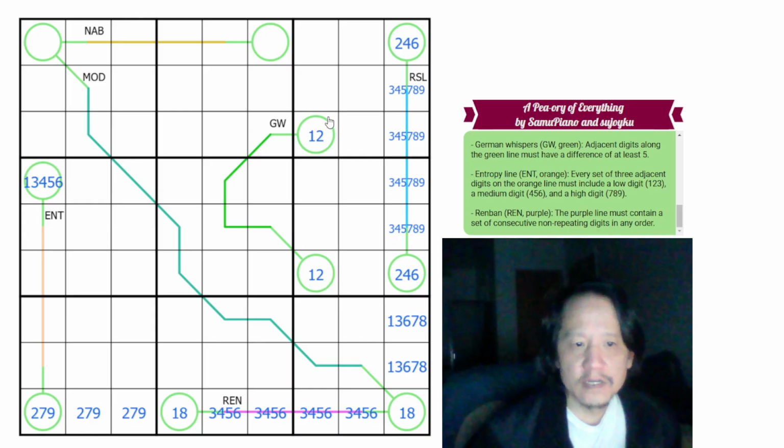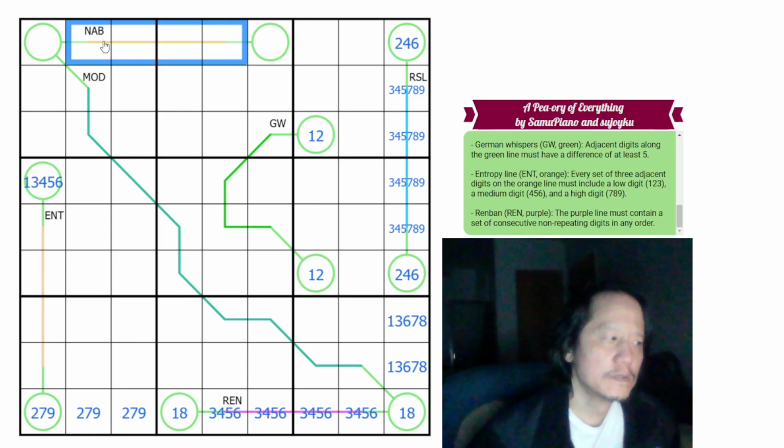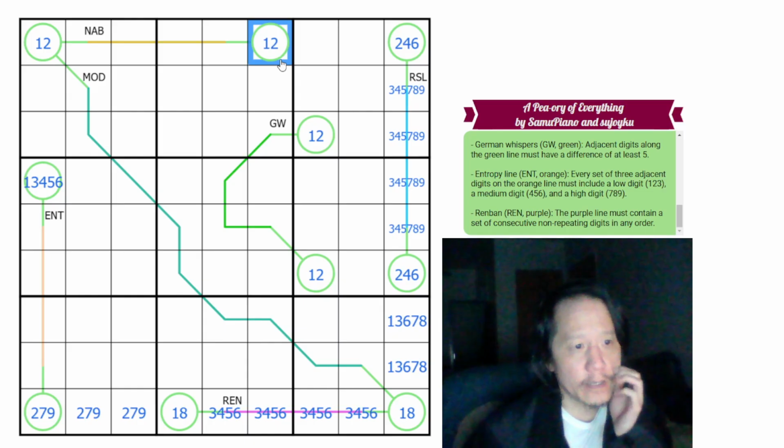So this has to have a 1 or 2. This also has to have a 1 or 2. Nabner lines. Say you had the most, 9, 3, 5, and 7. What is that? That would be 3 and 9, 24 at most. So this is also 1 or 2.